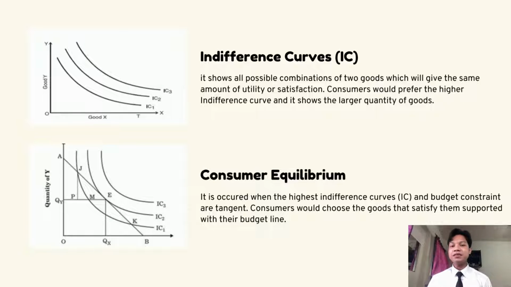First diagram is the indifference curve, which shows all possible combinations of two goods which will give the same amount of utility. The higher the indifference curve, the higher the satisfaction gained by consumers. So, consumers will prefer a higher indifference curve because it shows a larger quantity of goods consumed. Second diagram is consumer equilibrium. It occurs when the highest IC and budget constraint are tangent. So, consumers will choose goods that satisfy them, supported with their budget line.